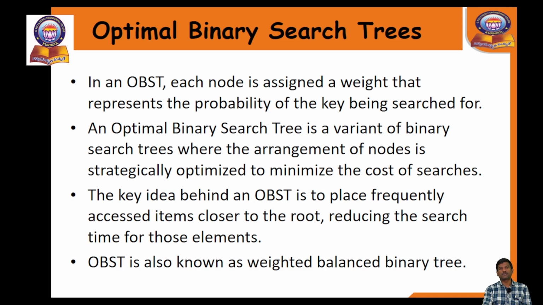And what is the contrary part? If you place the most frequently accessible item or key somewhere at a leaf node, that is costly. Take for example the keys A, B, C, D, and E, and assume E is the letter which is most frequently accessed.